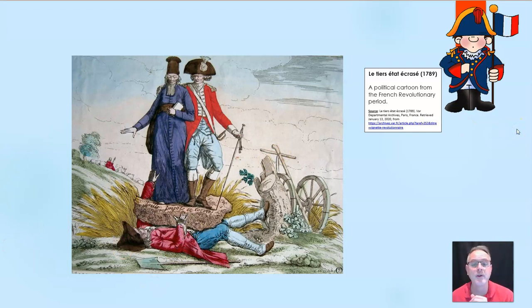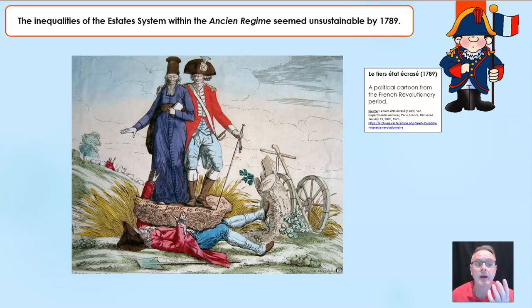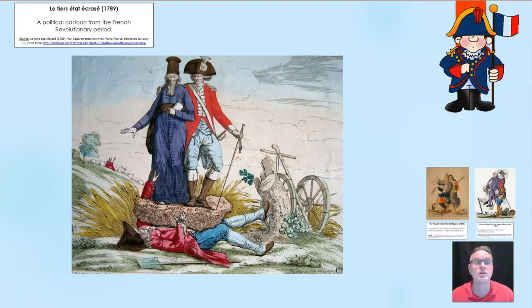Great, so you should have had a bit of a go at annotating and thinking about this source. Certainly what this source is suggesting is that the inequalities within the ancien regime, within the estate system, seem unable to be sustained by 1789. The ancien regime and its system of absolute monarchy and its system of privileges seems like it's at its end by 1789. Something's got to change.